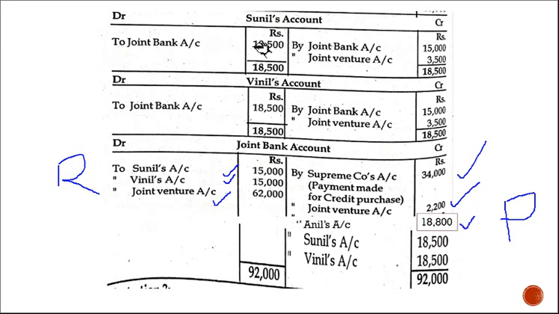Sunil's account here, joint bank account, whatever you have written, same thing you have to write here. Joint bank here 18,500, and Vinil's joint bank 18,500. So Anil's joint bank 18,800, Sunil's 18,500, Vinil's 18,500. So this should get tallied. Okay. Thank you. I hope you understood this problem.